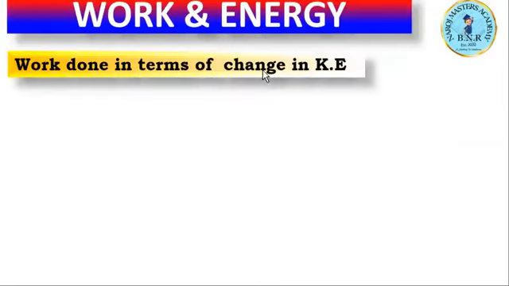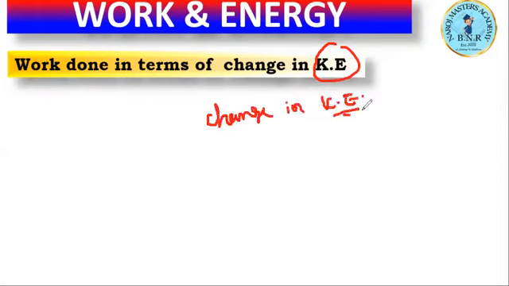Work and energy. Work done in terms of change in kinetic energy. Work done in terms of change means it will happen only when a body is in motion. To find the work done by the force in case of change in kinetic energy, we call it change in kinetic energy. So it depends on the mass of the object and the velocity of the object.